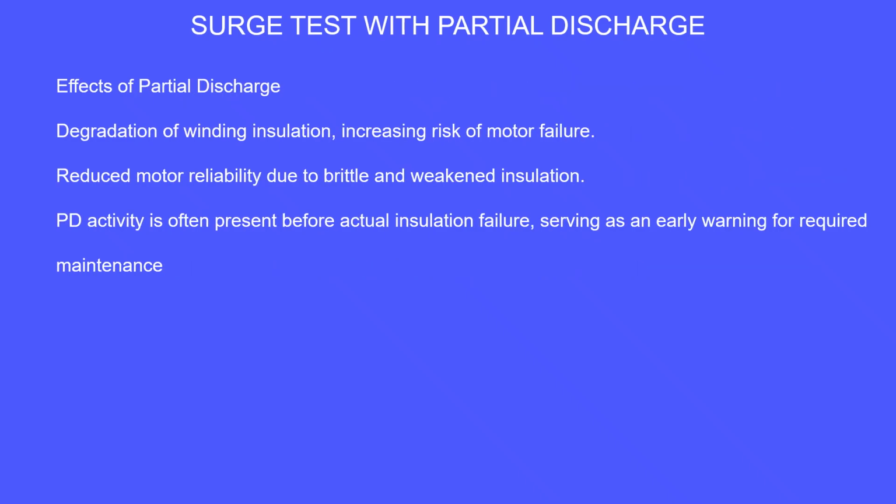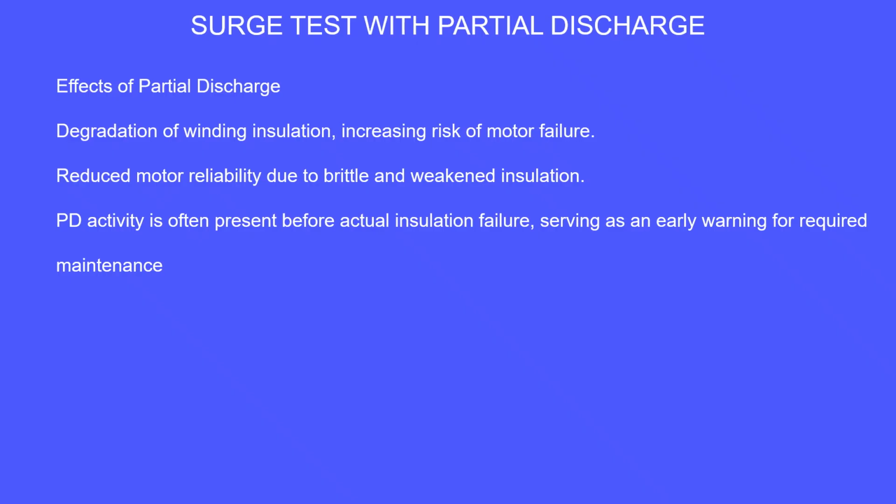Effects of partial discharge. Degradation of winding insulation, increasing risk of motor failure. Reduced motor reliability due to brittle and weakened insulation. PD activity is often present before actual insulation failure, serving as an early warning for required maintenance.